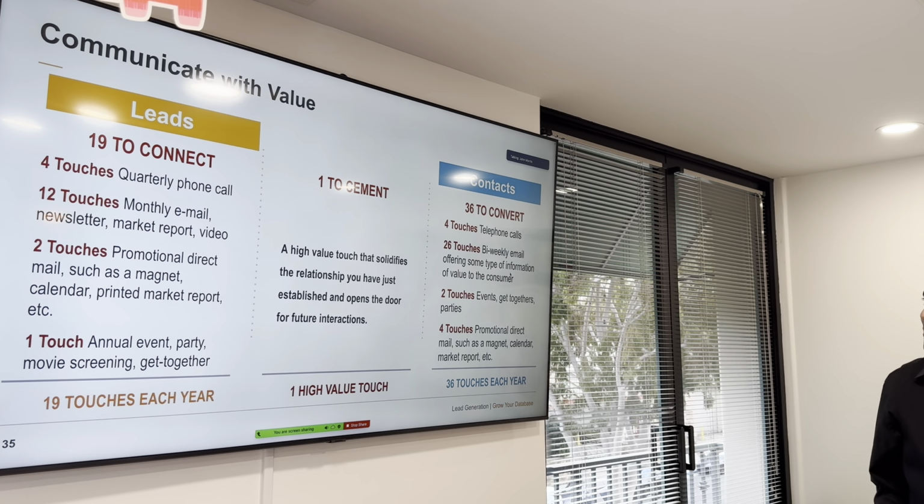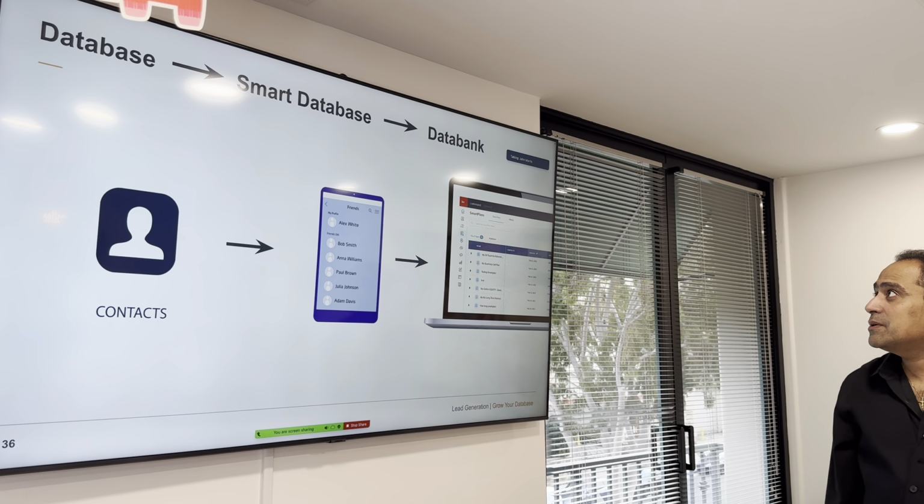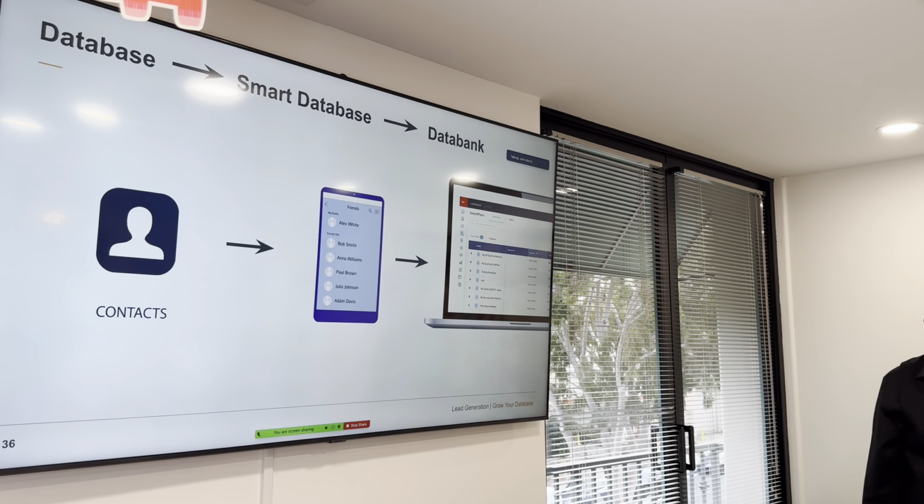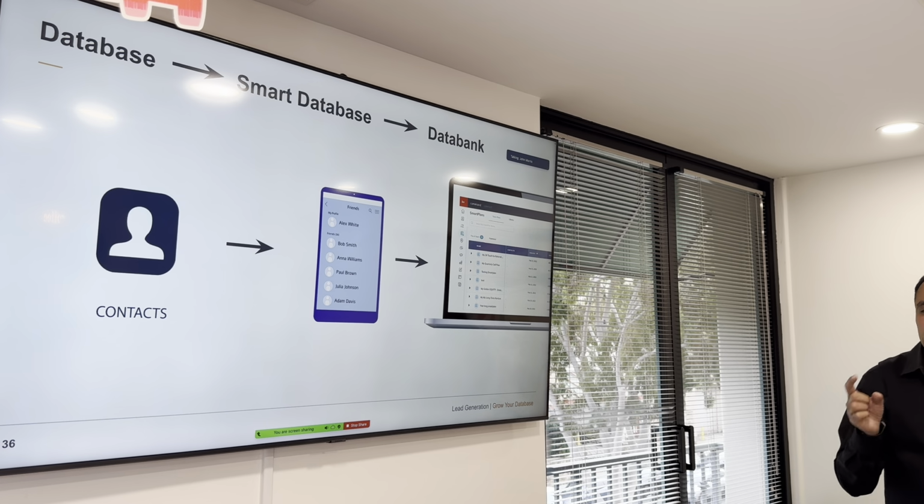Now, we discussed before that database that we called a data bank, and we wondered what the data bank was because we were used to the term database. So a database is the database we all know of, that has a list of names, numbers, and emails. A smart database is a database that's organized in a way, segmented, with personal notes, so you can always filter based on the value you want to communicate to your database. But if you just have 500 persons in your database and you don't know which is the renter, which is the homeowner, then it's not a smart database.